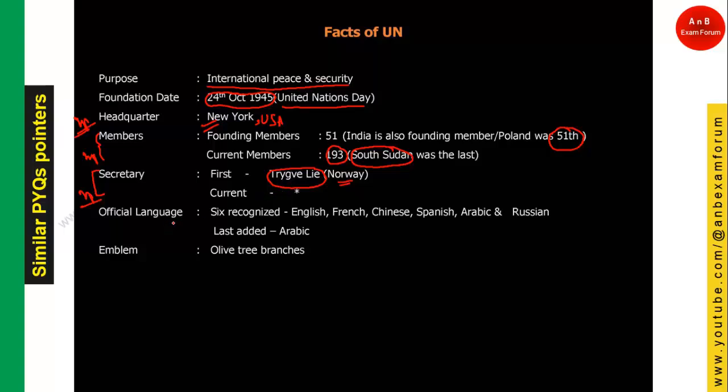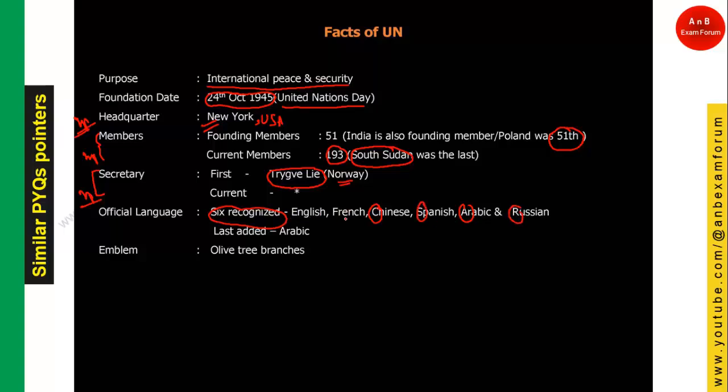Coming to the official languages, student, remember there are 6 languages recognized. What are the names of the 6 languages? English, French, Chinese, Spanish, Arabic, and Asian. Okay, you can think of it like CARS. C stands for China, A for Arabic, R for Russian, and S for Spanish.